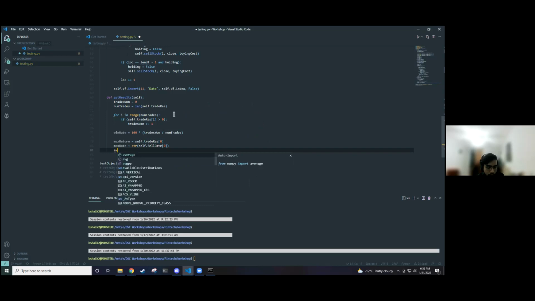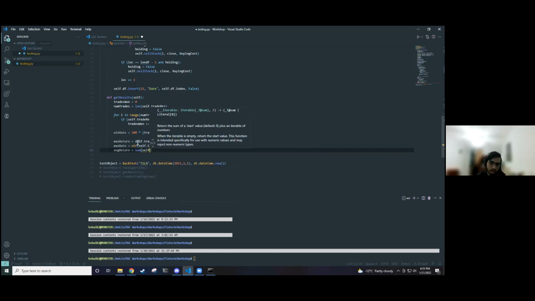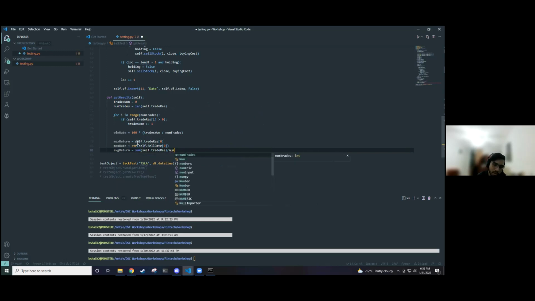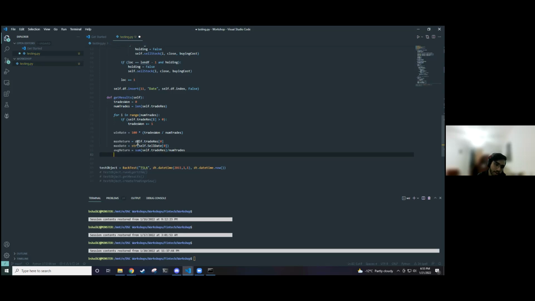You also need to calculate the average return for seeing a little bit more extra statistics. And for that, you just need to do the sum of the self.tradeRes. Sum just gets the sum of all the trades, and you divide by the number of trades. And there you go. You get the average return like that.